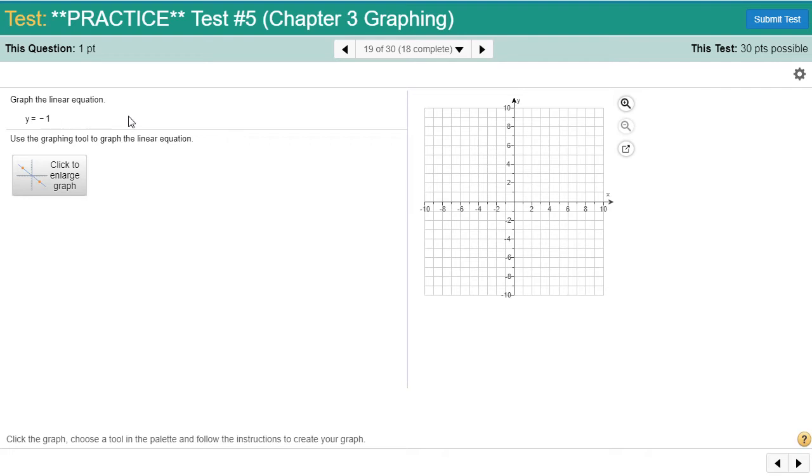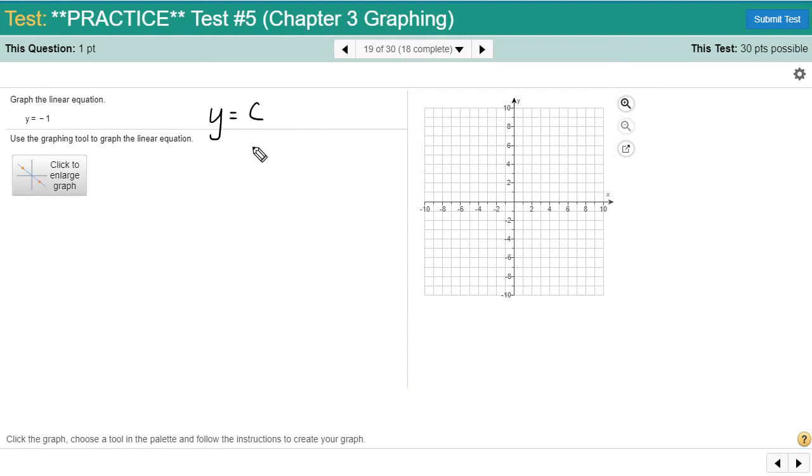We're told to graph the linear equation, and just like before, we've been given y equals -1. Well, again, because this equation only has one variable, it just has a y, there is no xy table of ordered pairs to solve for. This is kind of your little clue that this question must not have really any work to do in order to graph.